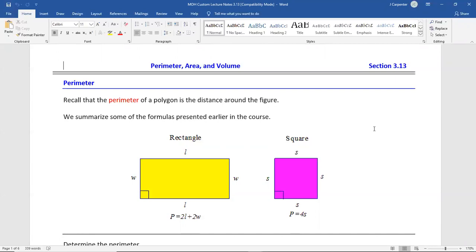Anyways, without further ado, let us get into 3.13. And this section is a geometry-based section, and it's going to be 3 concepts: perimeter, area, and volume. Perimeter, area, and volume.